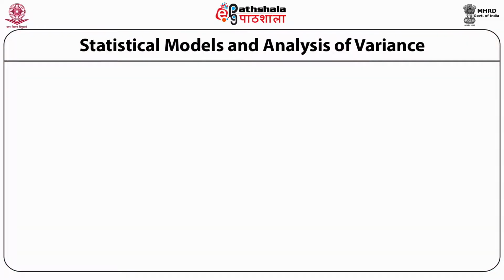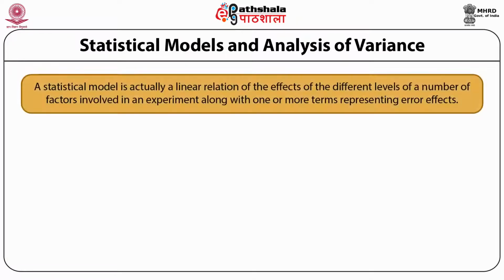Statistical model and analysis of variance. A statistical model is actually a linear relation of the effects of the different levels of a number of factors involved in an experiment, along with one or more terms representing error effects. The effects of any factor can be either fixed or random.